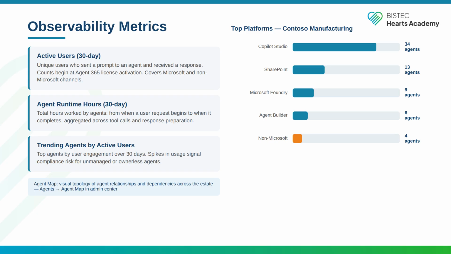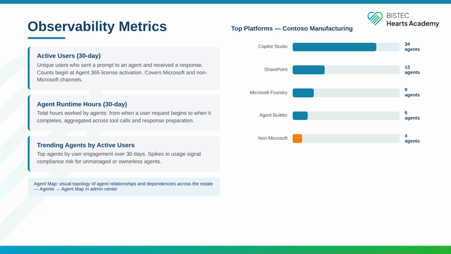It covers all channels, Microsoft channels and non-Microsoft channels, so it captures Teams, web, mobile, and any third-party surfaces the agent is deployed to. Agent runtime hours measures the total hours worked by all agents in the estate, calculated from when a user request begins to when the agent completes its response, aggregated across all tool calls and response preparation time. This number tells you not just who is using agents, but how much computational work the agents are actually doing. Trending agents by active users shows the top agents by user engagement over the last 30 days.